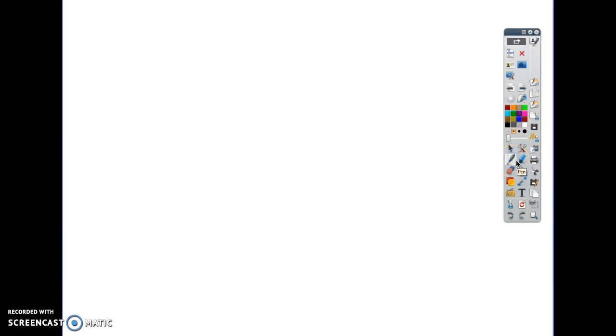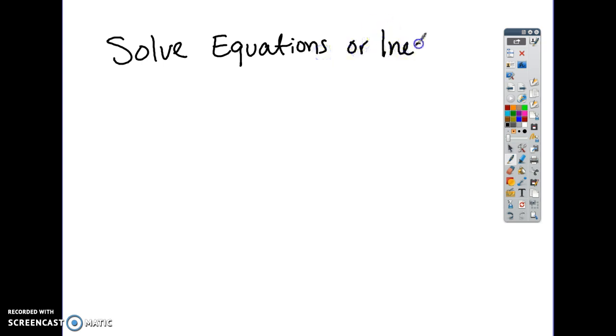Okay, we're going to be solving equations and inequalities today, and this is just a review. So you should already know that when you solve equations or inequalities, we're talking about an equal sign. You have to have an equal sign or you have to have an inequality symbol.